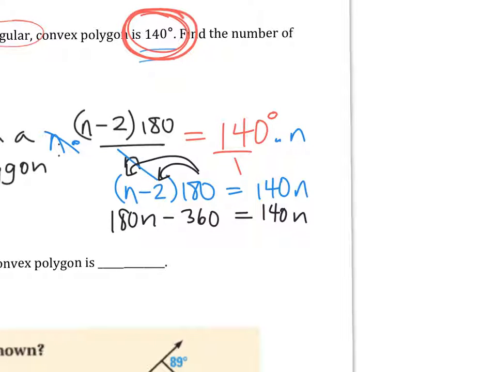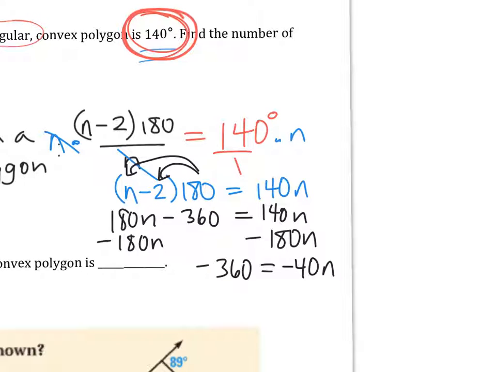Then you can minus 180n from both sides. And you're going to get negative 360 equals negative 40n. Divide by negative 40, and now you know what n is. What's n? 9. Okay, so n is equal to 9. And that makes sense, because we just figured out that a 10-sided figure has each angle at 144, so a 9-sided figure would be at 140.